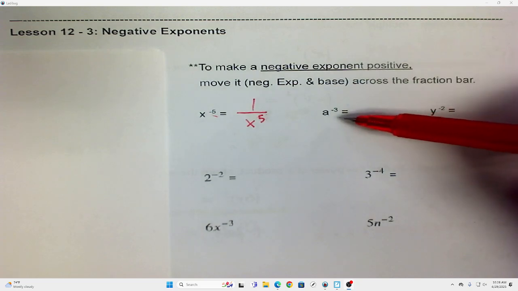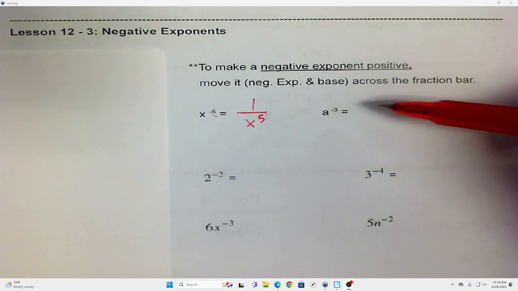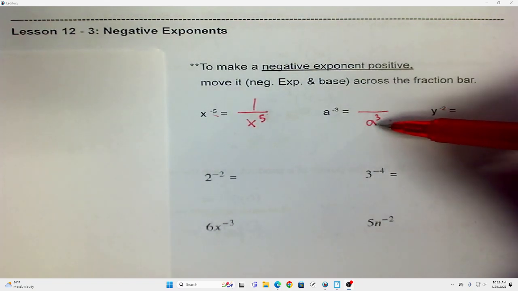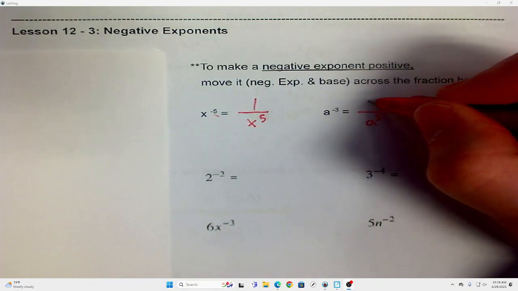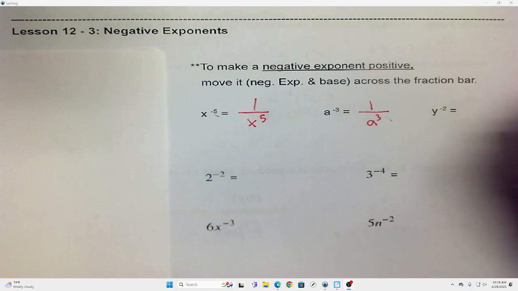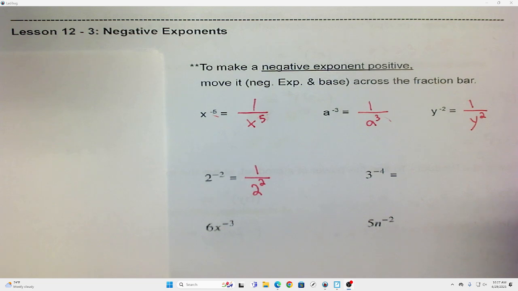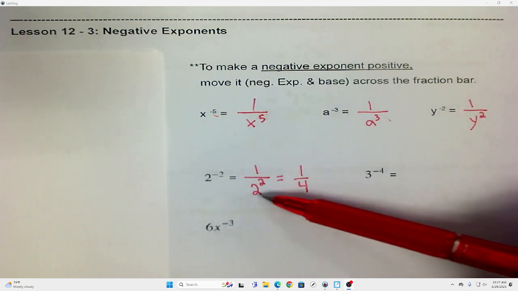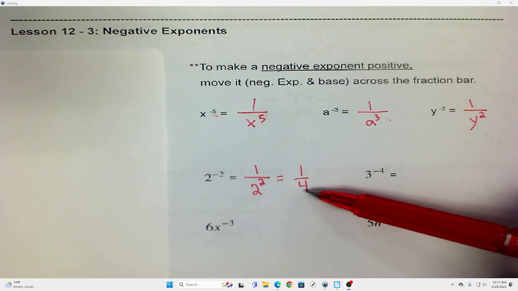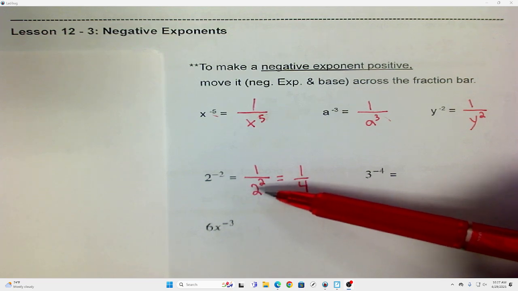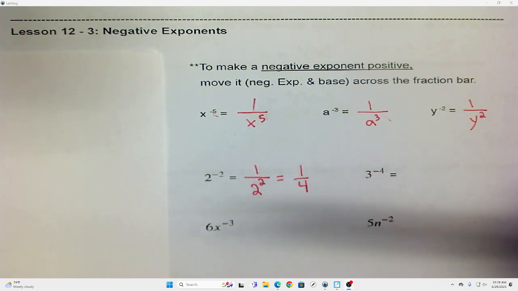So how can I make a to the negative third into a positive exponent? Draw a fraction bar and put it downstairs. And put a 1 on top since nothing is there. So let's go through these others. Now technically 2 to the second power is 4, so 2 to the negative second power, once we move it downstairs, it actually becomes 1/4.